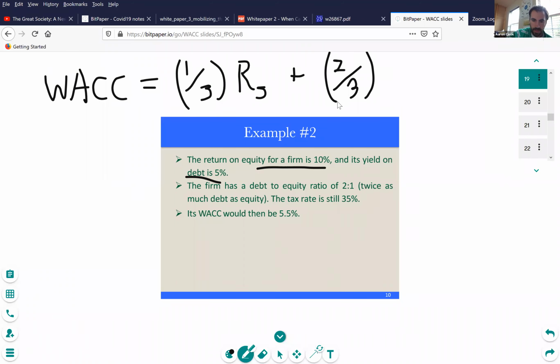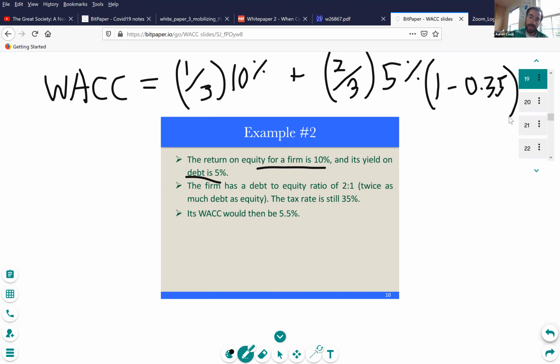Let me actually just, this number would be 10%. Add that to the 2/3 times the cost of debt, which is 5%. And you have a 35% tax rate. And so you would multiply that right-hand term by 1 minus the tax rate. That's the 0.65 number that we calculated before.